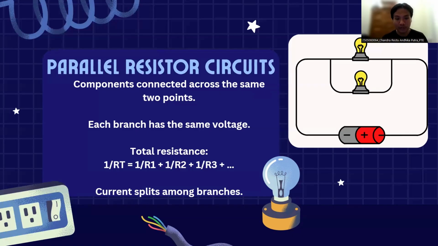The formula for total resistance is 1 over RT equals 1 over R1 plus 1 over R2 plus 1 over R3. Current splits among the branches, with each branch receiving a portion of current based on its resistance. Parallel circuits are common in household wiring, where each device must receive full voltage independently.